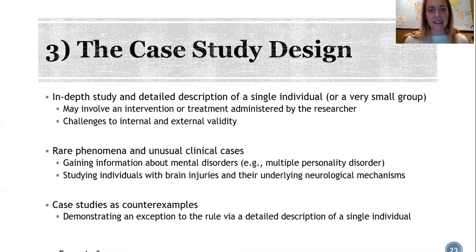That being said, case studies can be really useful in describing those unique medical conditions or giving a counterexample to a rule. So let's say, for example, your hypothesis is that you can't learn a second language as an adult as fluently as a native speaker. If you find one person who can do it, then this is an exception to your rule that can provide support against a hypothesis.